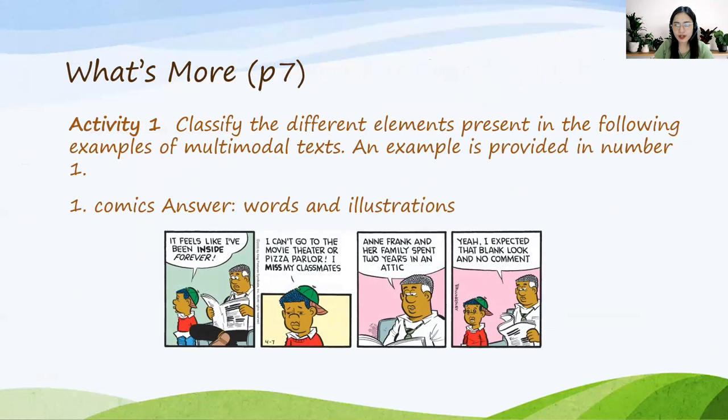An example is provided in number 1. So, number 1, comics is the multimodal text given. So, what are the elements that you can find in a comics? How did it become a multimodal text? Answer: there are words and there are illustrations or drawings. That's why it's called a multimodal text. Number 2 is an article from a fashion magazine. Nakakita na ba kayo ng fashion magazine? How did it become a multimodal text? What are the elements that are included in there?